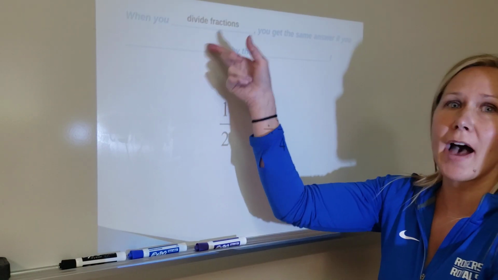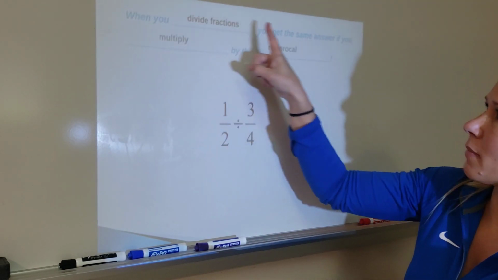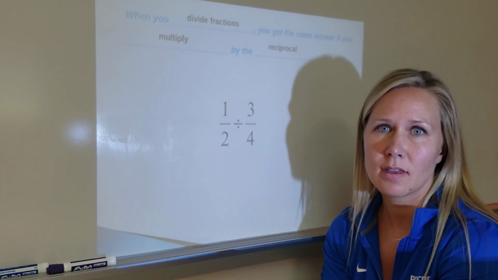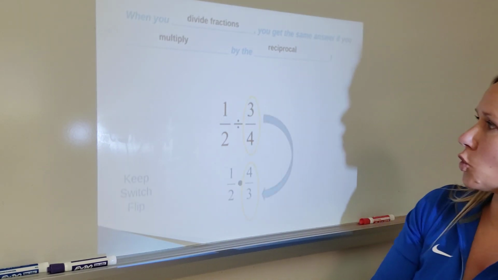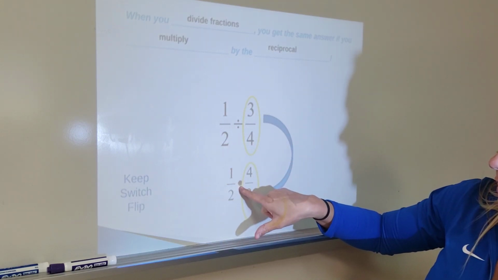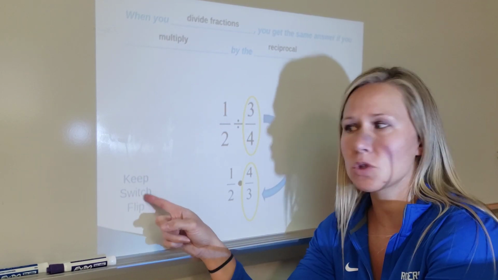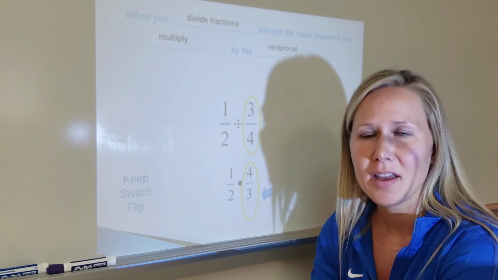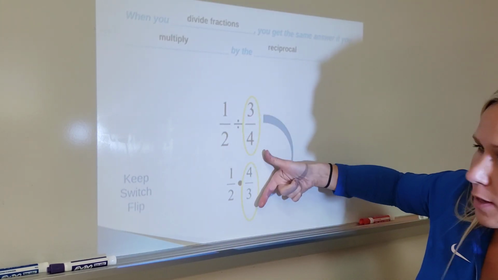Okay, so when you divide fractions, you get the same answer if you multiply by the reciprocal. So in this case, when I have 1/2 divided by 3/4, whenever I see a division problem, in order to do this without a calculator, I'm going to keep the first fraction the same, switch the divide to multiply, and flip the second fraction. You might have called it keep, switch, flip, or keep, switch, reciprocal, or keep, switch, change, whatever they called it last year. But in order to do this without a calculator, I keep, I switch the sign, and I flip the second fraction.